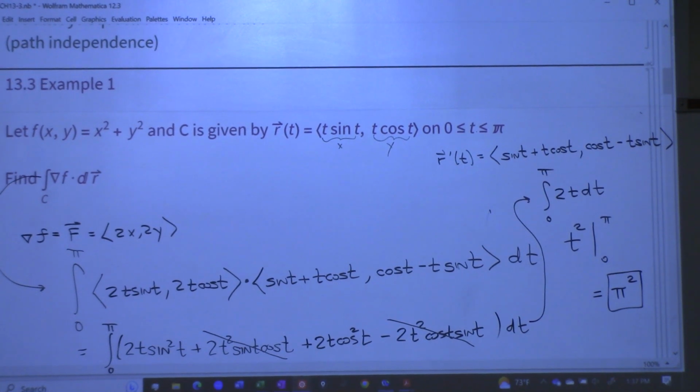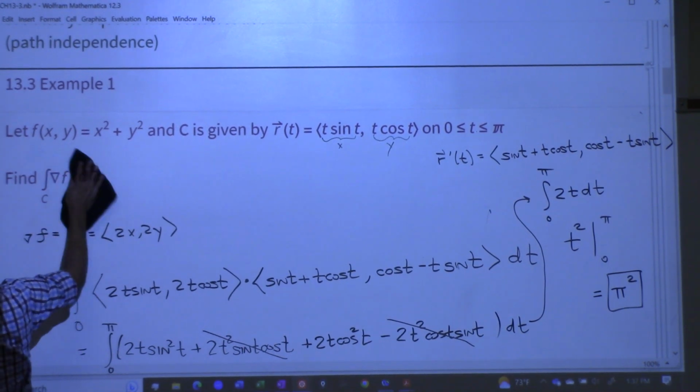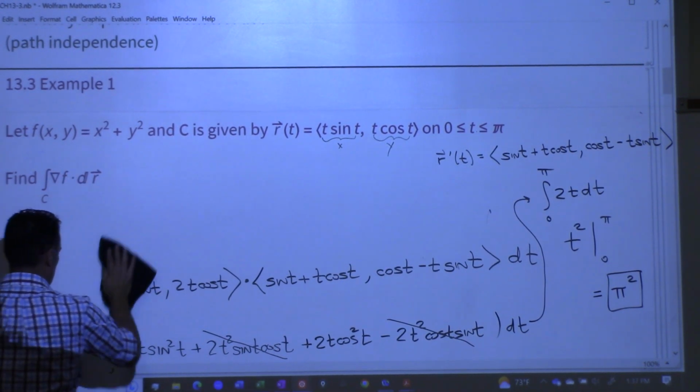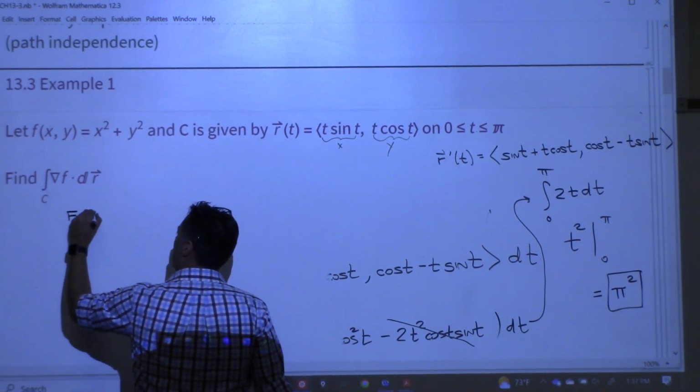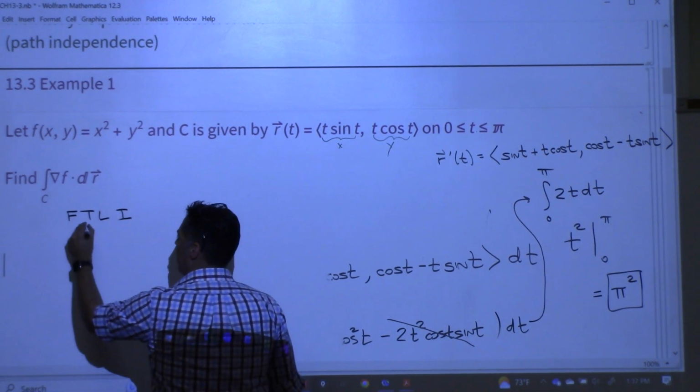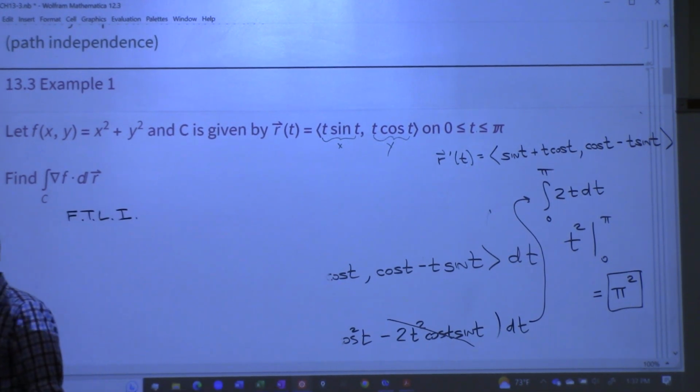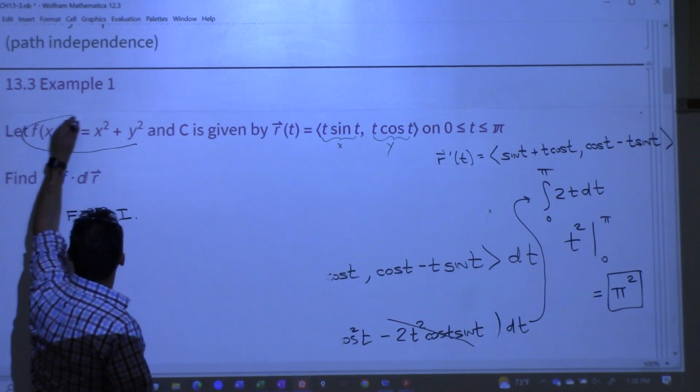Now, option 2. Fundamental theorem of line integrals. I'm going to use that. Now, am I allowed to use it? Well, is this a conservative vector field? Mm-hmm. Right, it is, because it's the gradient of a scalar function. So I don't actually have to do any of that work. All I have to do is take the scalar function.